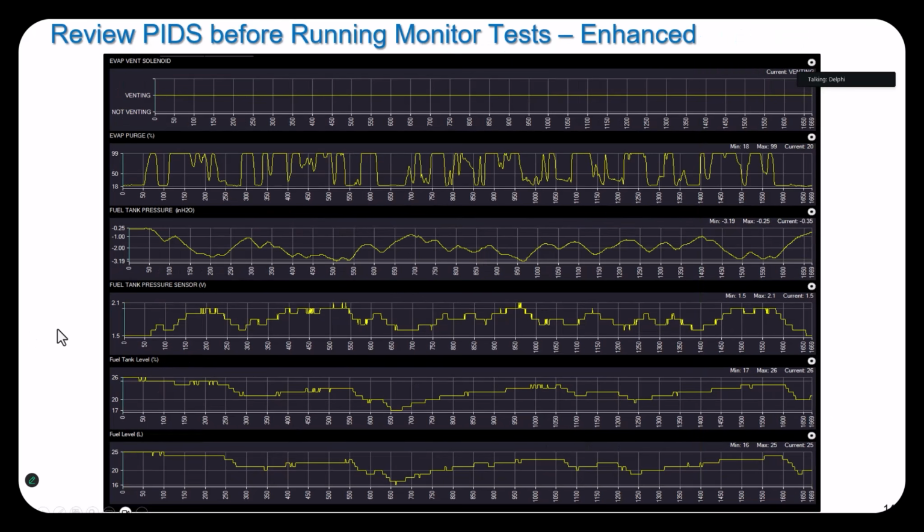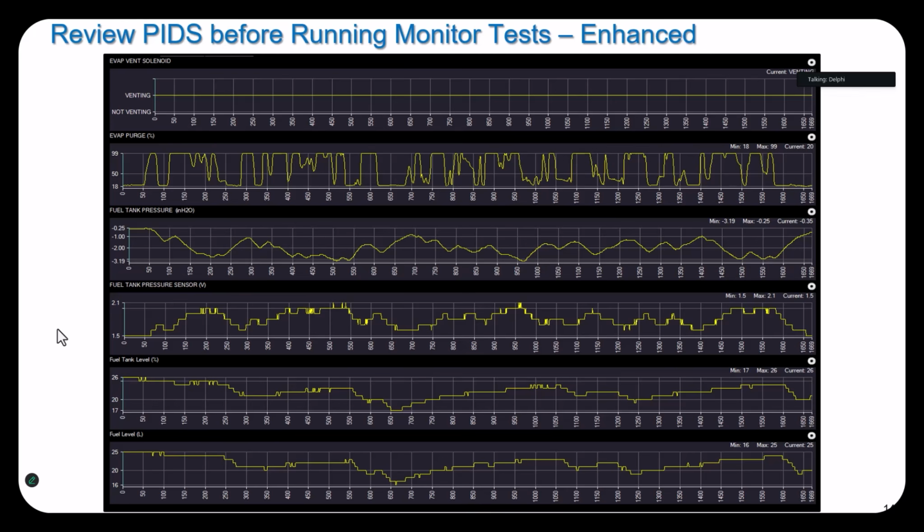Okay, and here's the enhanced side. Another look at the enhanced side, because if you notice on this previous page, I didn't get the vent solenoid. Global OBD2 does not give you the vent solenoid. Why they didn't include that is beyond me, but that would have been a wonderful PID to add to global OBD2 with CAN. So I can see that it's venting, which means it's open to the atmosphere, or I can see it's not venting. We'll look at this as we go along.